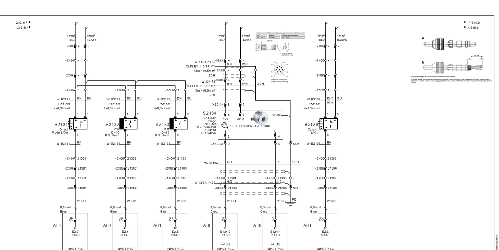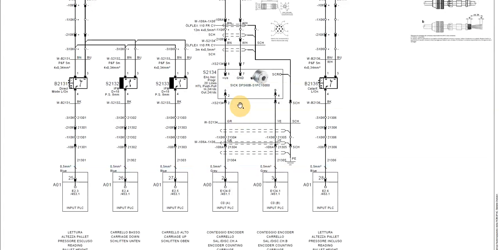Also, this symbol represents encoder with positive and negative voltage supply, and channel A, channel B output signal. So also go directly to PLC.